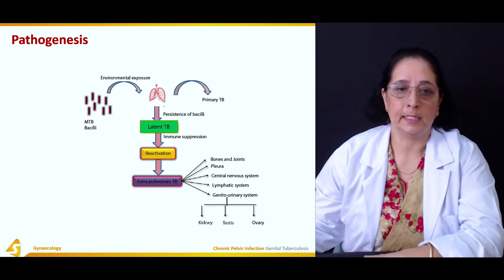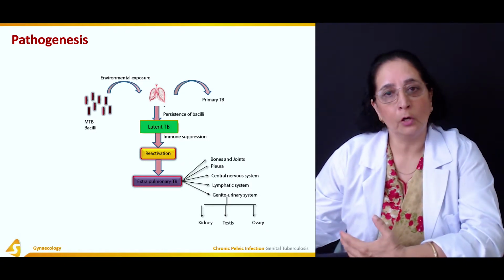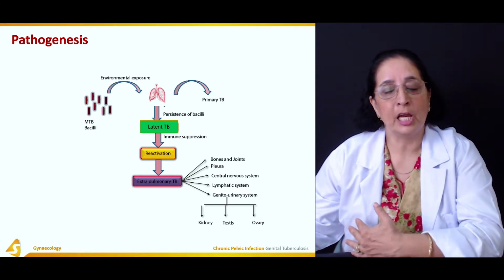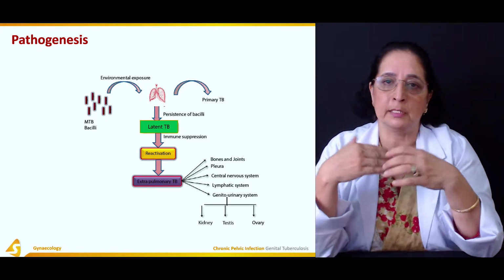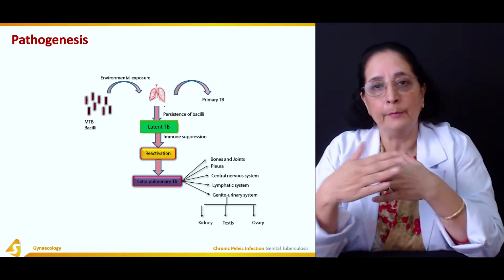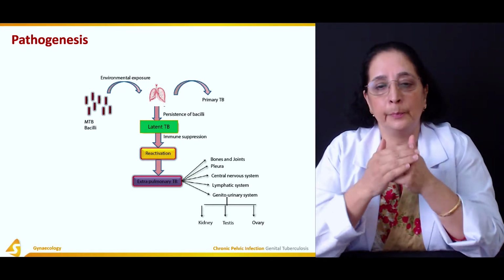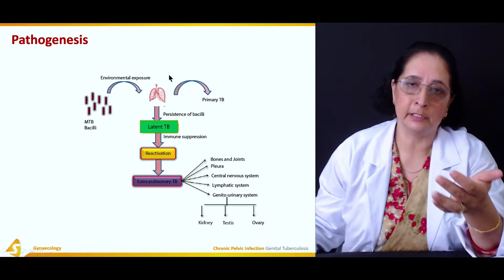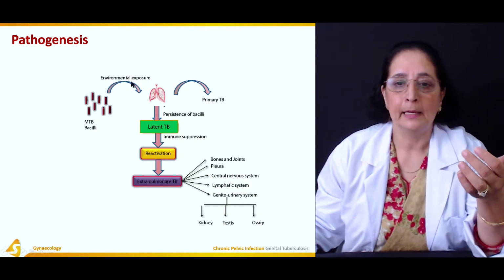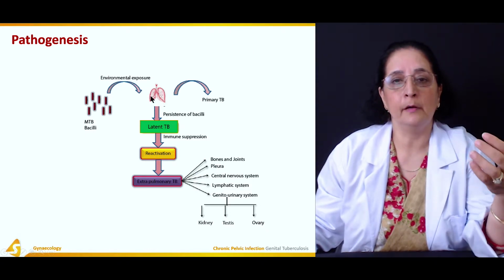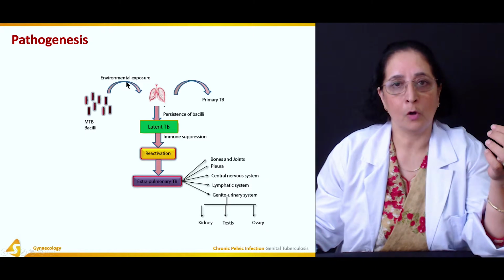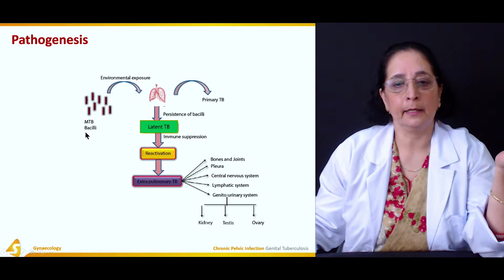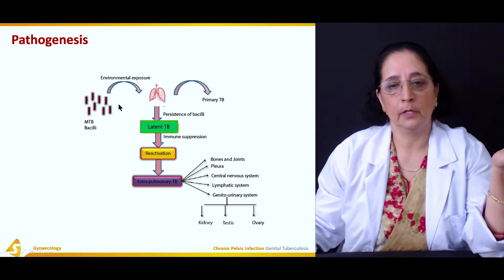What's the pathogenesis? Pathology is the study of any abnormality. Pathogenesis is the process or stages that lead to the abnormality or pathology. Here, usually the most common site for developing tuberculosis is the lungs. Pulmonary tuberculosis is very common. It is caused by Mycobacterium tuberculosis bacilli.